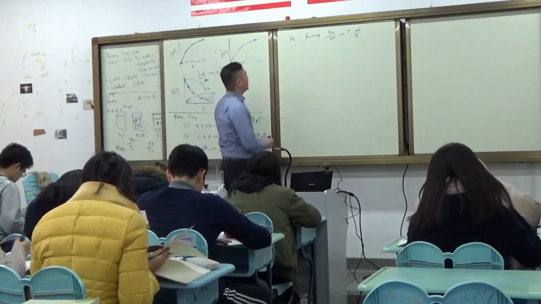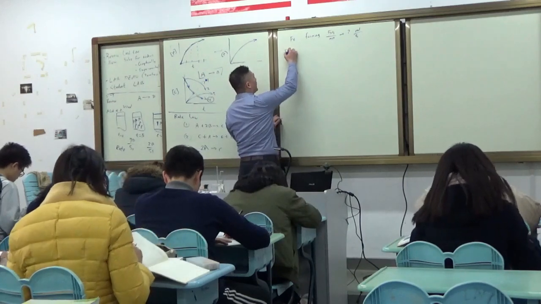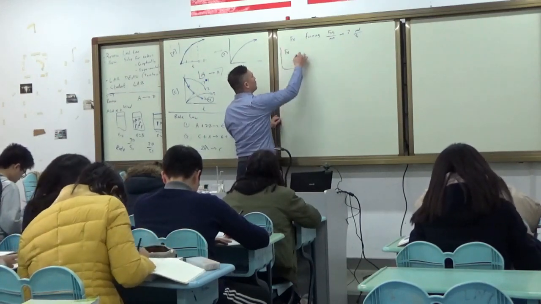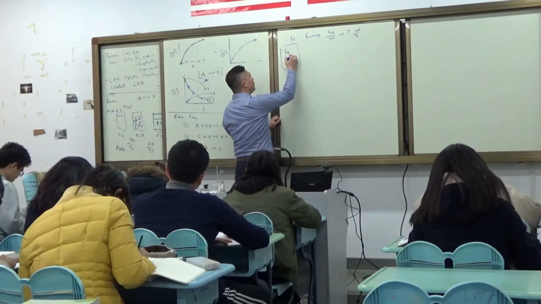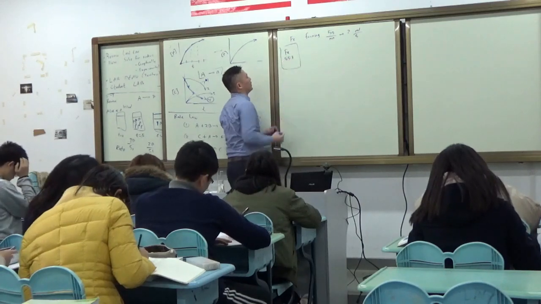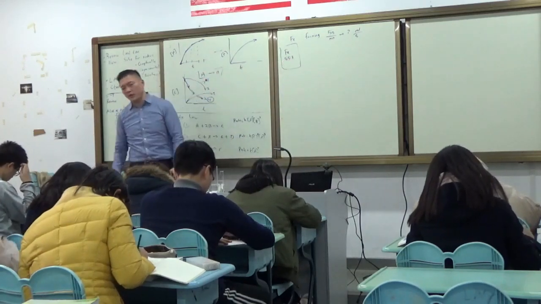I see some people looking at the periodic table. That is good. Vivian, what is the molar mass of iron? 55.8. All right, that's going to be an important piece of information.